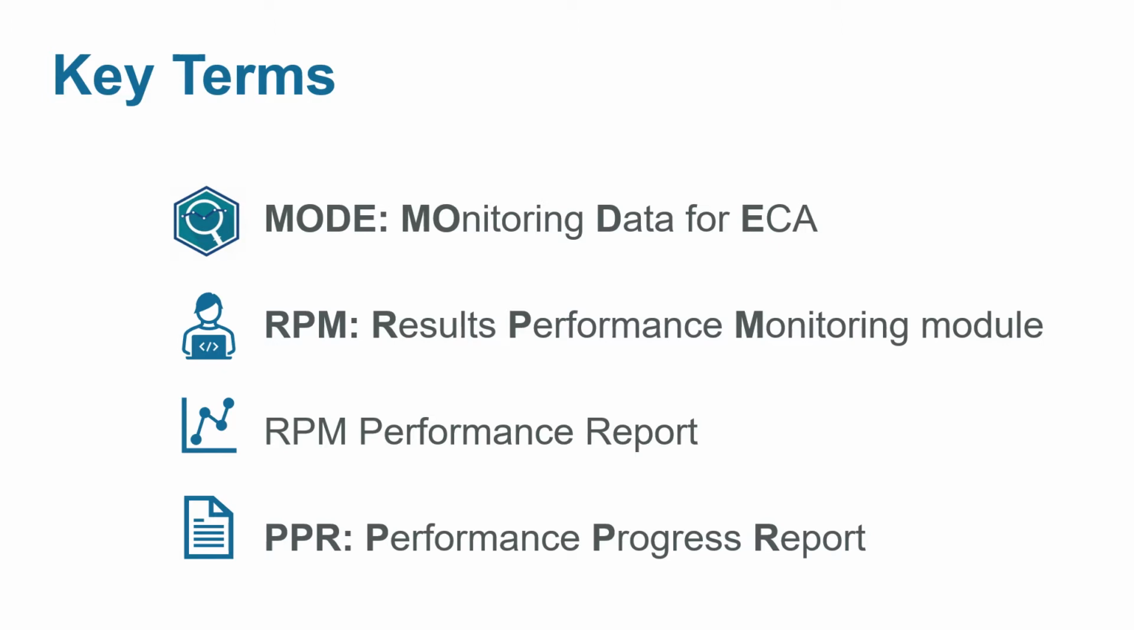The RPM Performance Report is only used to report MODE data. It's located within the RPM module. The PPR is used to report on overall progress for an award and any non-MODE indicators your implementers report on. The RPM Performance Report does not replace the PPR. So if your program already has a required PPR report, you should plan to receive both reports during the reporting period specified in your award provisions.